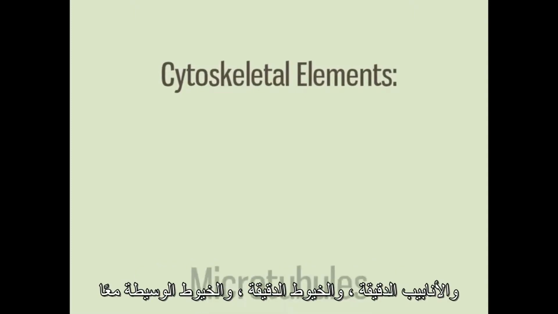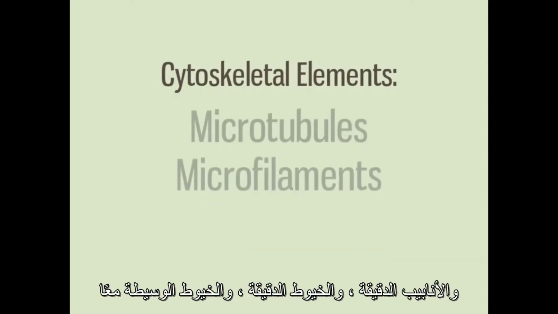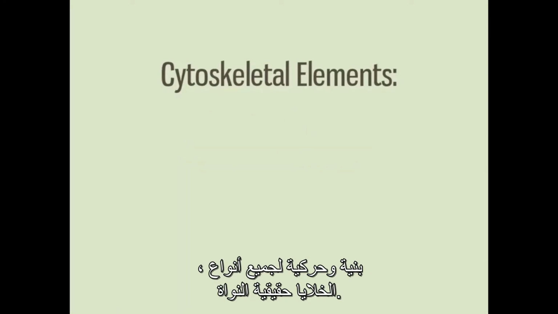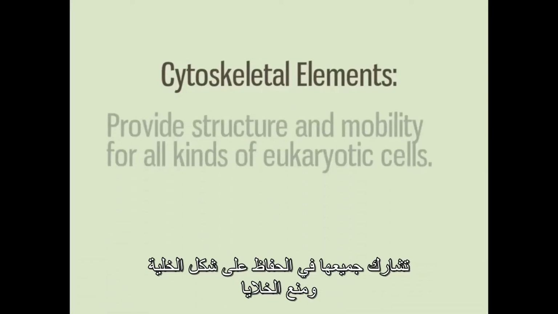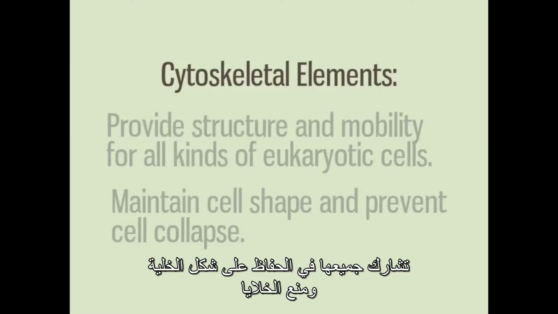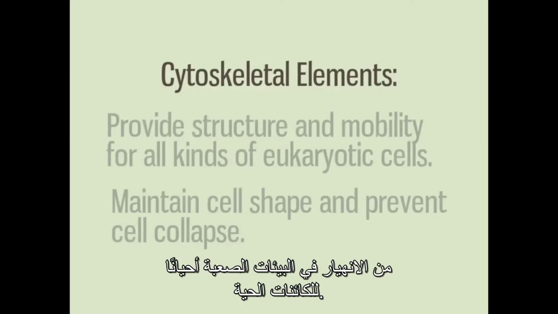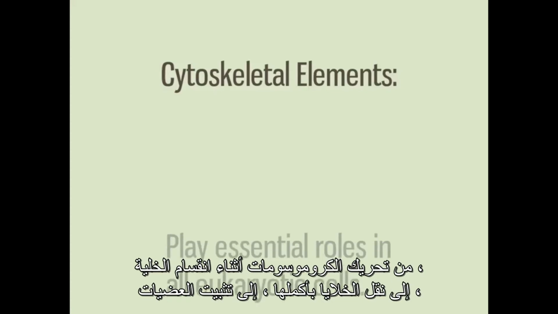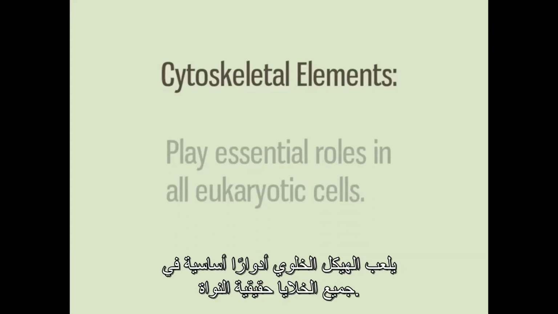Altogether, the three types of cytoskeletal elements, microtubules, microfilaments, and intermediate filaments, provide structure and mobility for all kinds of eukaryotic cells. All are involved in maintaining cell shape and preventing cells from collapse in the sometimes difficult environments of living beings. From moving chromosomes during cell division, to moving entire cells, to anchoring organelles, the cytoskeleton plays essential roles in all eukaryotic cells.